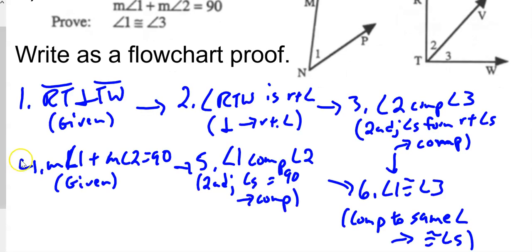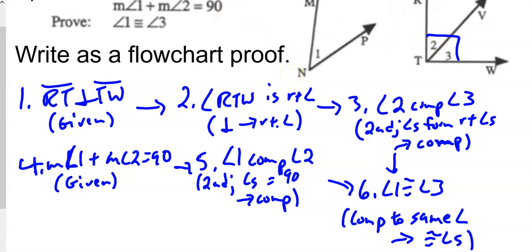Okay, so we have perpendicular. So we know that we have a right angle, which is what we're stating here. Perpendicular implies right angle. Therefore, angles 2 and 3 must be complementary. We also know that angles 1 and 2 added together equal 90, which also means that angle 1 and angle 2 are complementary. No way to mark that on our diagram. We just kind of got to know that.